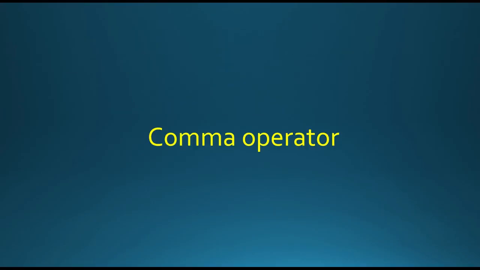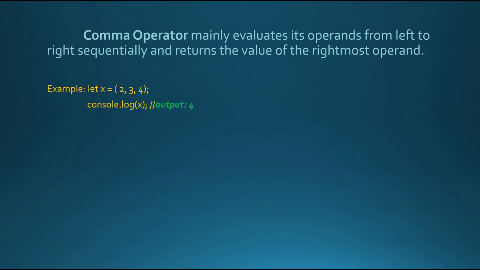Comma operator. The comma operator mainly evaluates its operands from left to right sequentially and returns the value of the rightmost operand. In this example, it reads 2, 3, and 4, and assigns 4 to x, so the output will be 4.